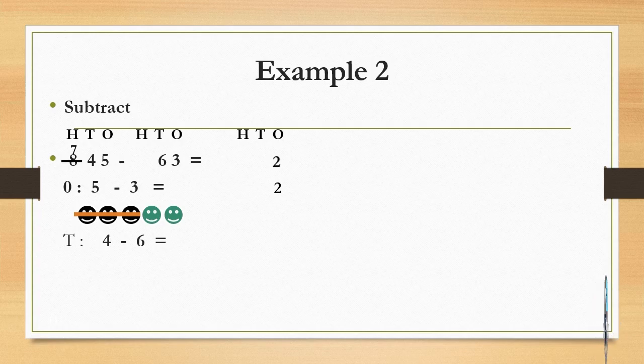After writing 7 there, we are taking that one which we borrowed to tens. Now we have 14 take away 6. Now this one is possible. Let's count 14 balls, then we take away 6 balls.